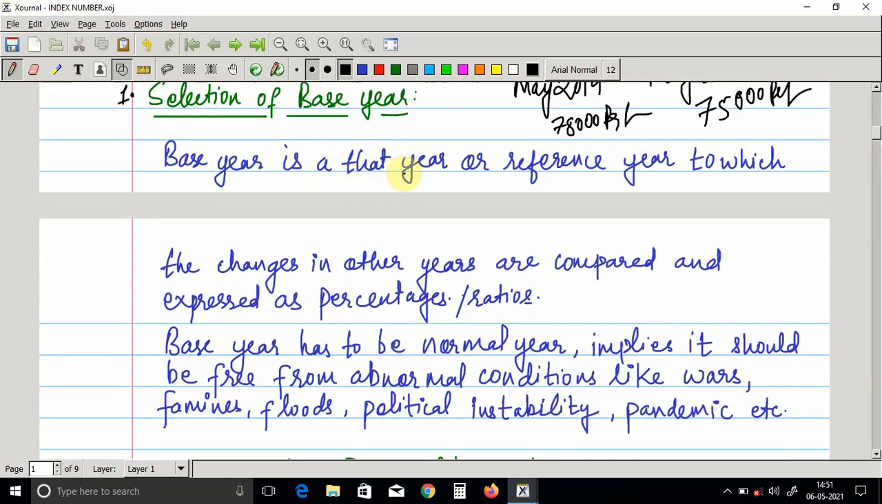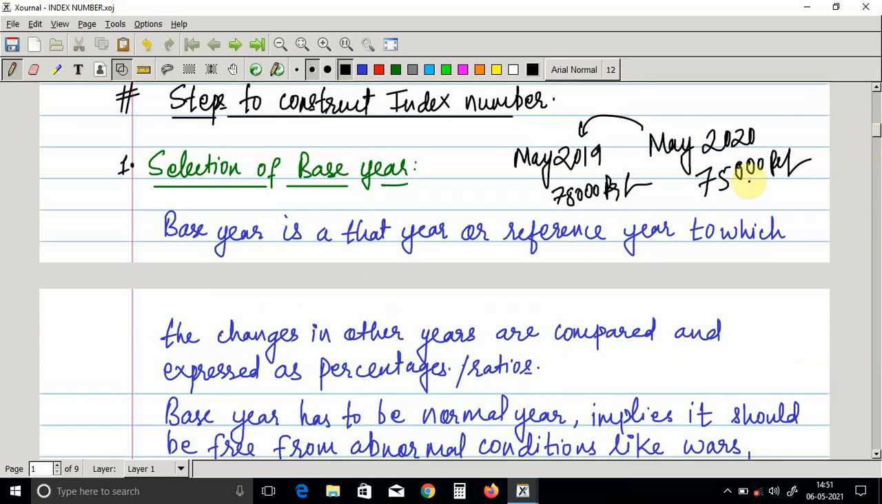So base year is that year or a reference year to which the changes in other years are compared and expressed as percentages. Okay, so if I want to see what change is there, so there is a loss, there is a decrease by 3,000. So 3,000 is the decrease in the earnings.